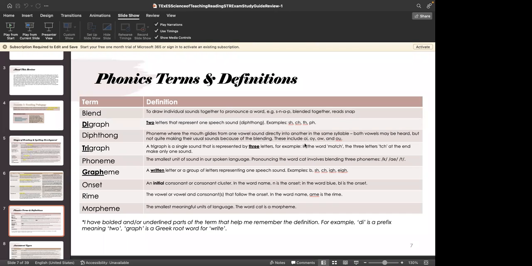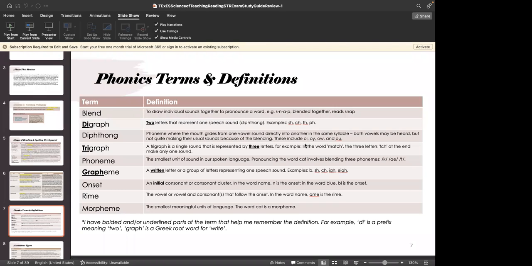Okay, so what are we doing here in this new word that I'm working with? Trigraphs. Tri is 3, right? Di is 2. So a diphthong is 2 vowels making one sound. A trigraph is a single sound, but is represented by 3 letters. Example: in the word match, the tch at the end only makes one sound.